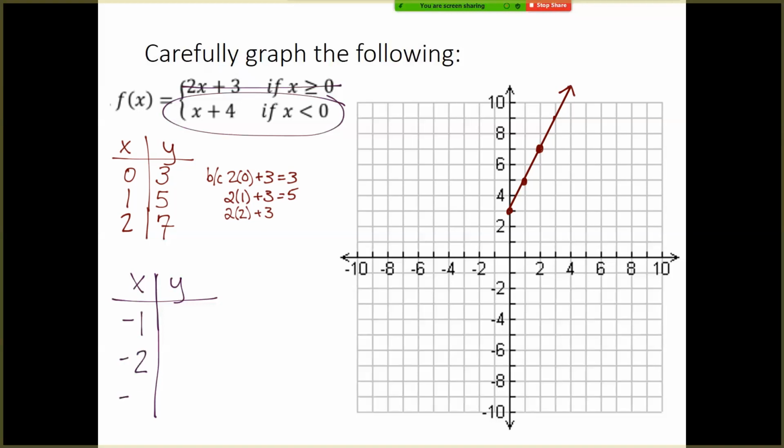Nope, remember they don't have to connect it to each other. So if I plug in -1, that means I would take -1 plus 4, which is 3. That's going to give me 3 new ordered pairs.